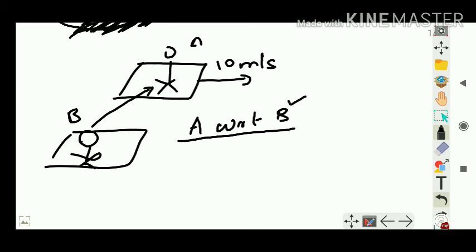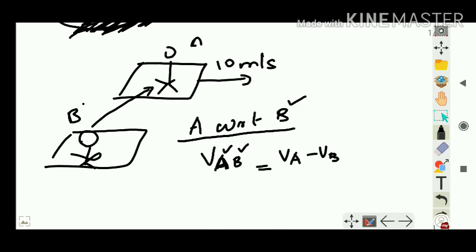With respect to B, what is the velocity of A? I will write it like this: velocity of A with respect to B, V_AB, is written as V_A minus V_B. This is how the formula is, V_A minus V_B. Clear? So what is V_A?